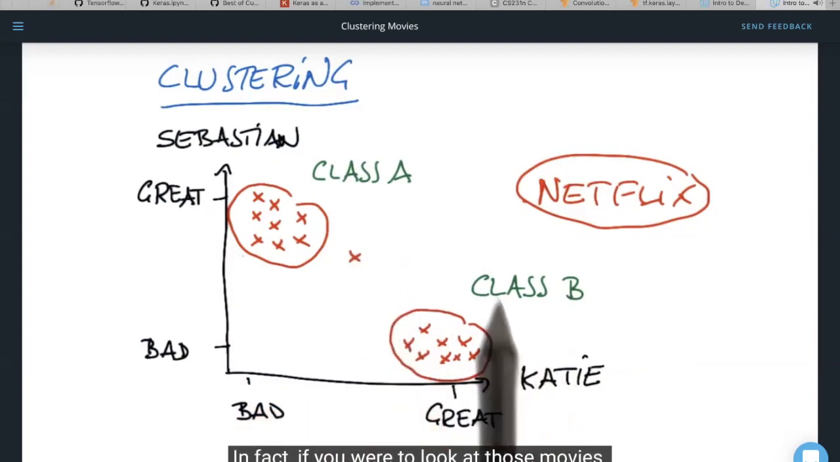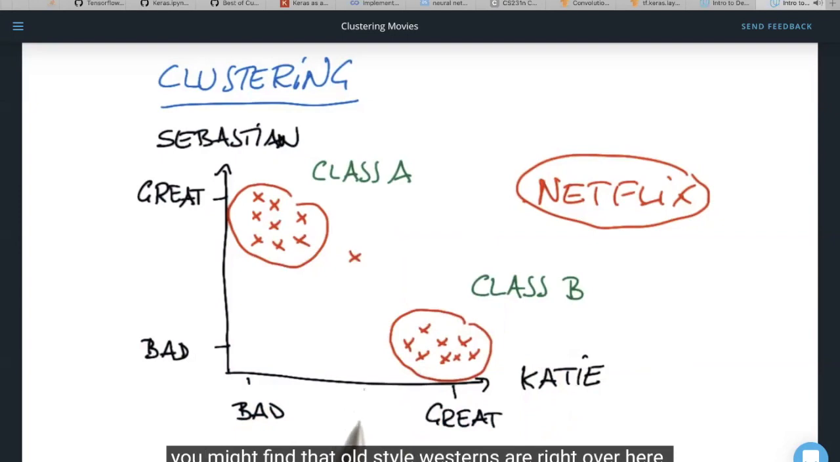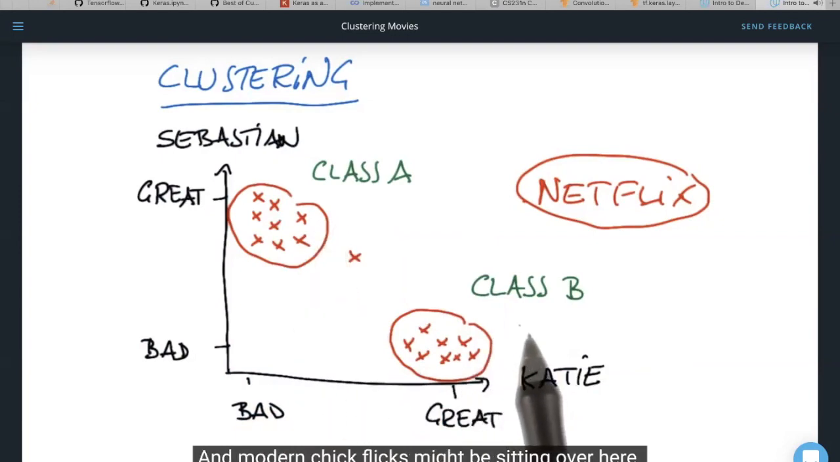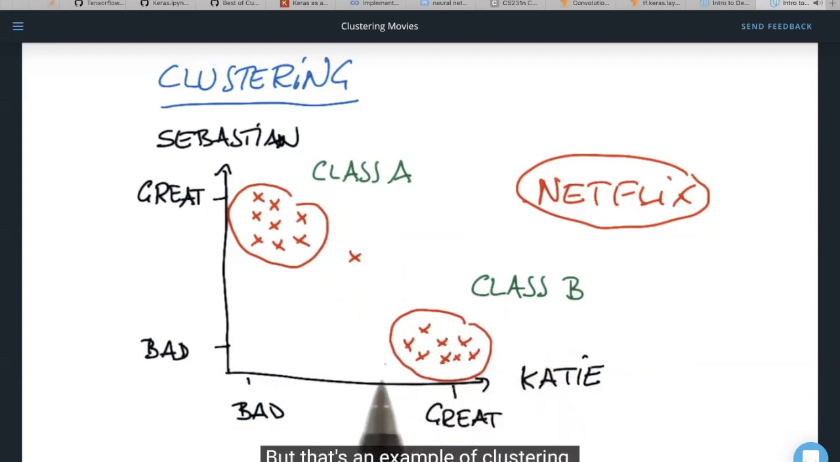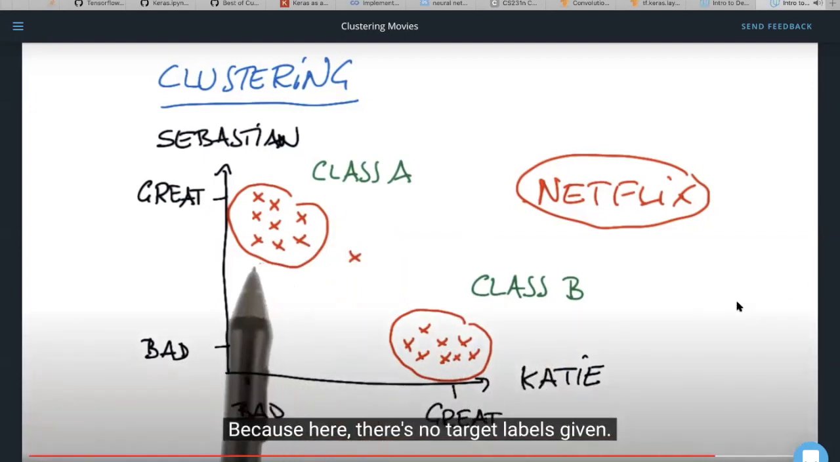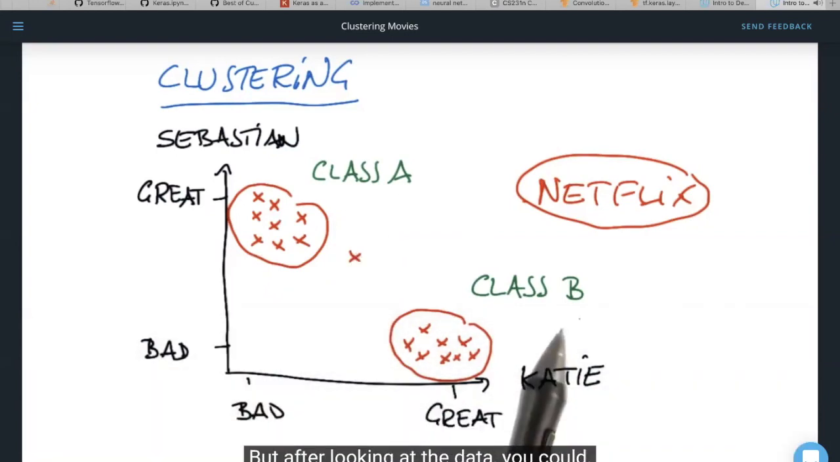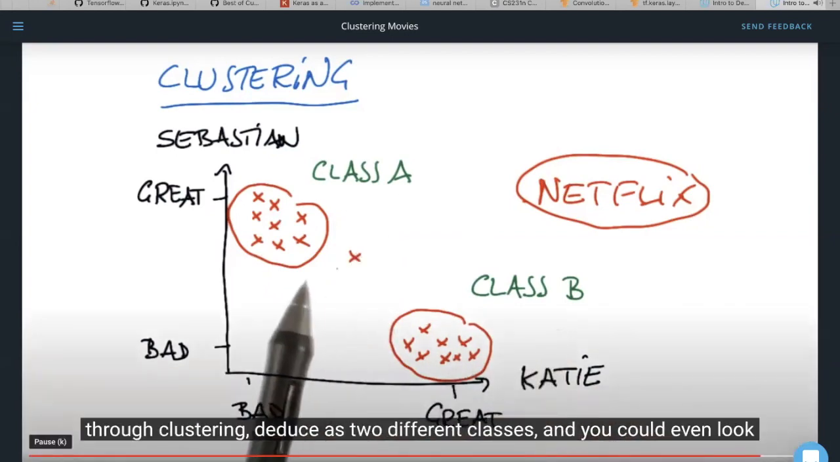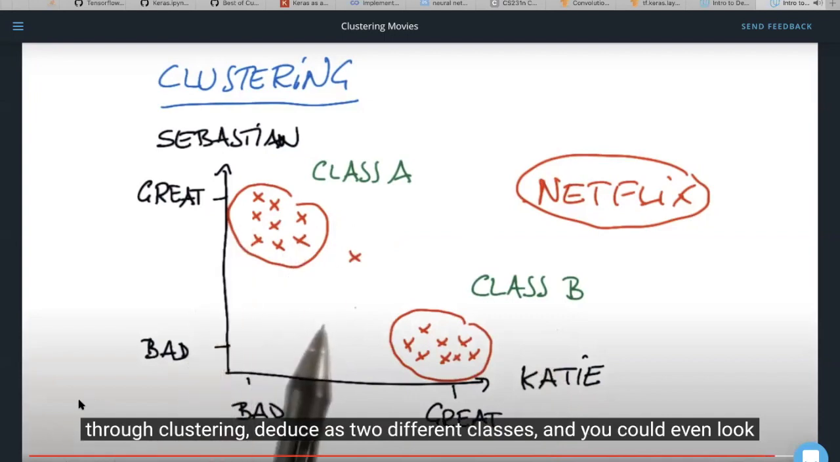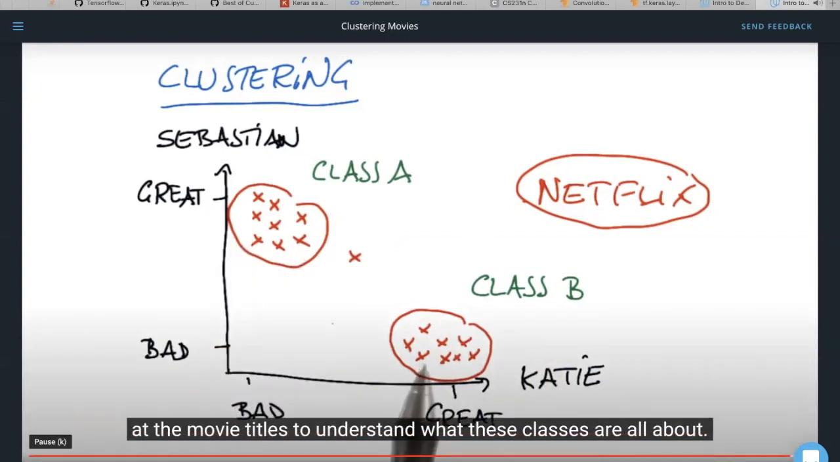In fact, if you were to look at those movies, you might find that old style Westerns are right over here and modern chick flicks might be sitting over here. Who knows? But that's an example of clustering because here there's no target labels given. No one wrote down for you that class A and B existed, but after looking at the data, you could, through clustering, deduce there's two different classes, and you could even look at the movie titles and understand what these classes are.